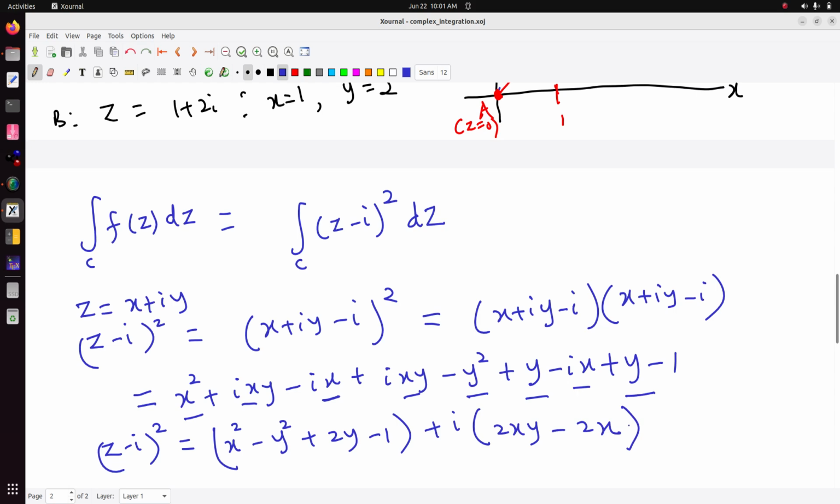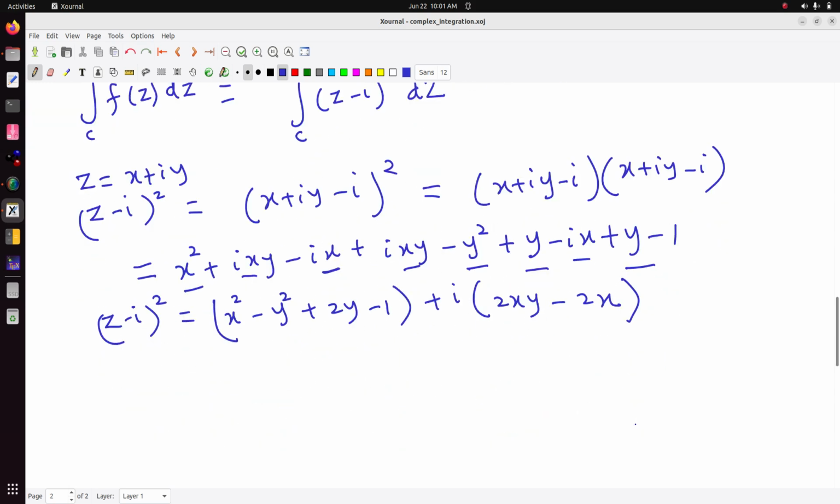Yeah, I think that's all. So 2xy minus 2x for the imaginary part. And for the real part, we have x squared minus y squared plus 2y minus 1. All right. Now we can substitute. So it means we can write our integral.